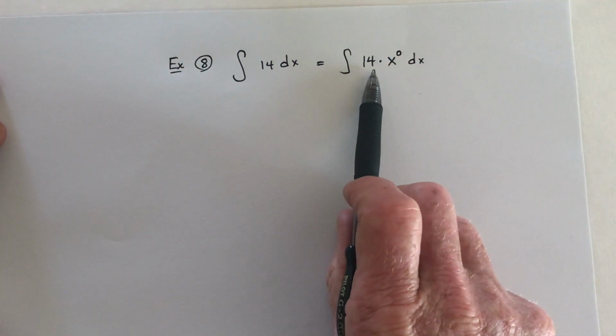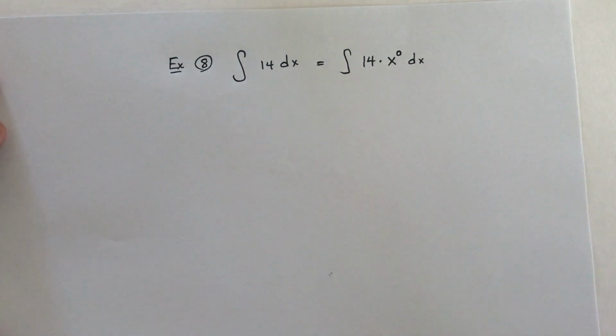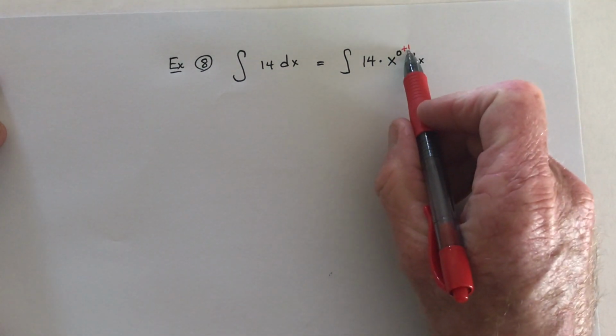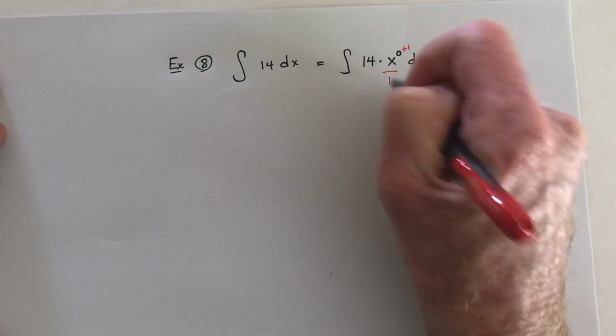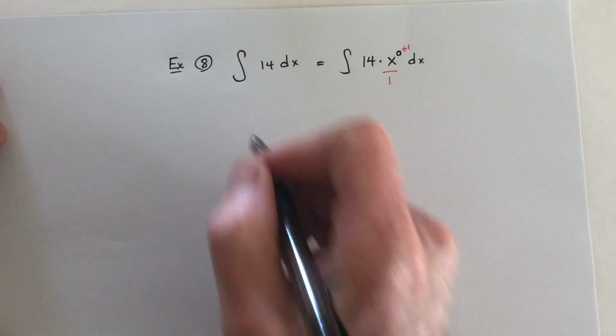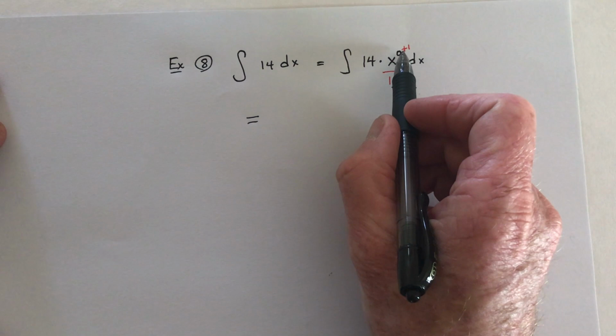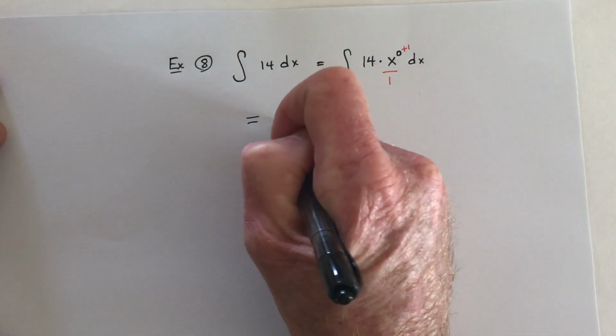So this is basically just saying 14 times 1. But now that we have this, we can say, okay, that means add 1 to the exponent. 0 plus 1 is just 1, and then divide by 1. So this would be 14, and then x to the 1 divided by 1, that's just 14x.